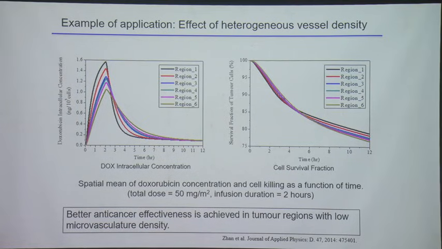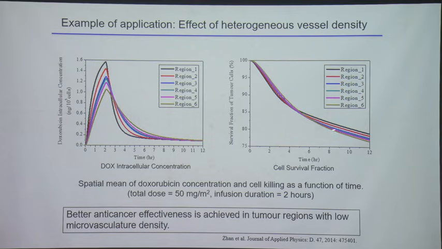So then that allows us to look at the intracellular drug concentration, which is the parameter that we're interested in, as a function of time in different regions. You have the well-vascularized region, not surprisingly, with the highest intracellular drug concentration, whereas the least vascularized regions have the lowest peak intracellular drug concentration. And then you can look at the other measure as well, the survival fraction of tumor cells. And so again, that corresponds to this trend.